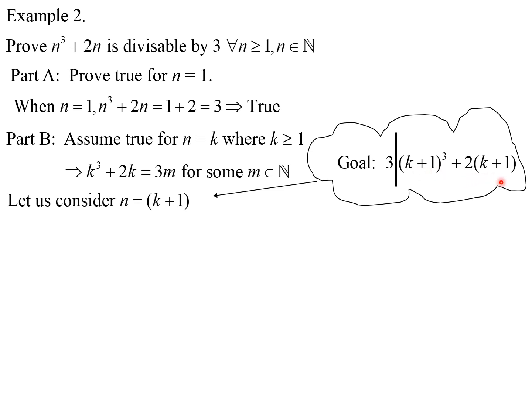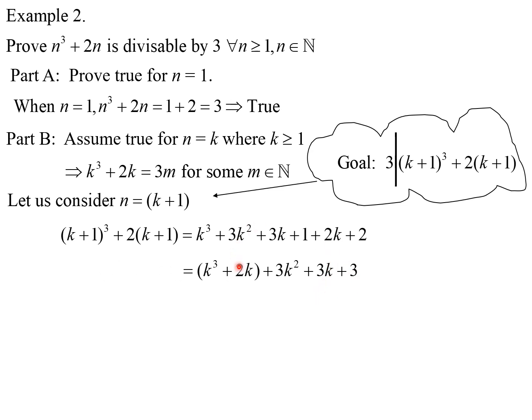So we need to prove that when n is k plus 1, n cubed plus 2n is still a multiple of 3, in the goal form that we have over here. In order to prove that, we substitute n as k plus 1 into the n cubed plus 2n function. We expand it, and we need to show that this is actually a multiple of 3. When we factorize this function, we determine that it is a multiple of 3 simply because of k cubed plus 2k, right?